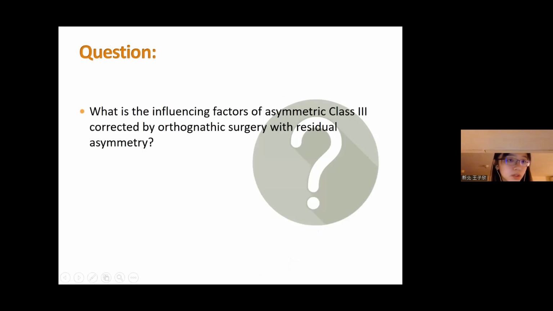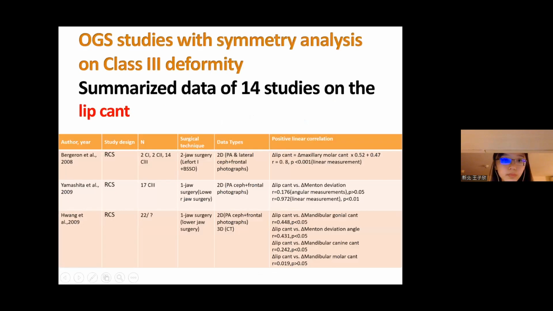So our question is, what are the influencing factors of asymmetric class 3 corrected by orthodontic surgery with residual asymmetry? Before doing the study, we searched the databases, including PubMed, Medline, Web of Science, and Base for relevant English language literature up to March 2022. And we found that there are 14 studies related to lip cant.